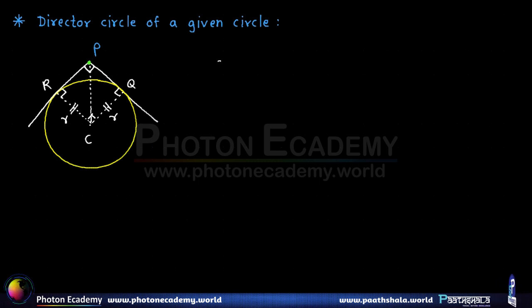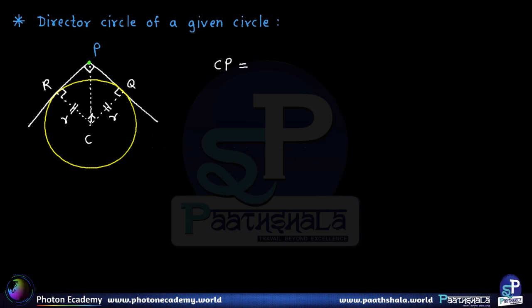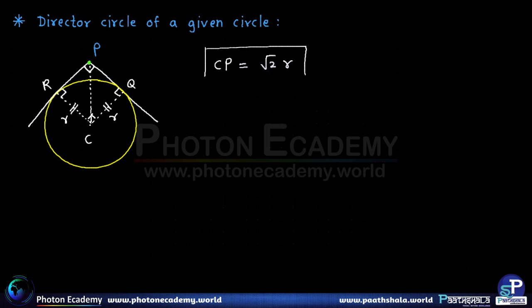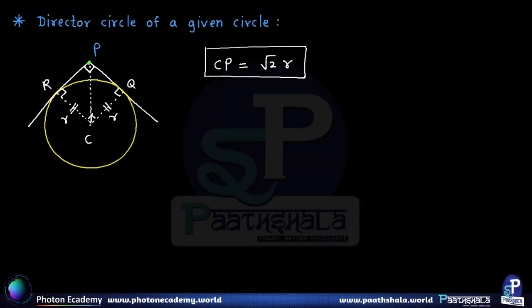the diagonal CP of that square must be root 2 times the side of the square. So that means it is root 2 times r. But what is CP? CP is nothing but the radius of the director circle. So this is where we get a very important piece of information, a defining condition: the radius of the director circle is root 2 times the radius of the given circle, and of course the center of the director circle is the same as the center of the given circle, correct?